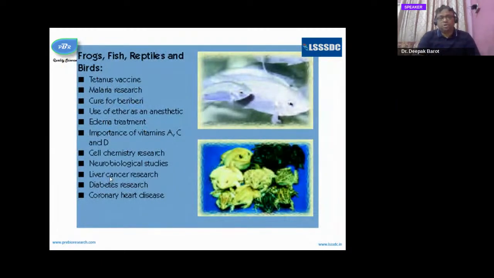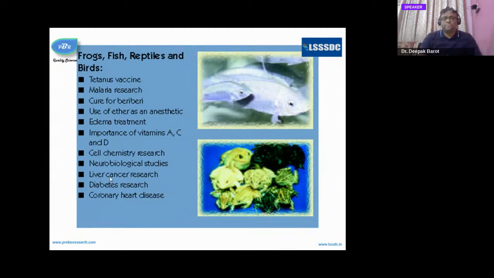Then there are frogs, fish, reptiles. So frogs and all, I think now has almost stopped. Like when I was studying 20, 25 years ago, we used frogs indiscriminately in our school days. But I think nowadays they're not being used. But fish, as I'm saying, that zebrafish is one of the most recent.